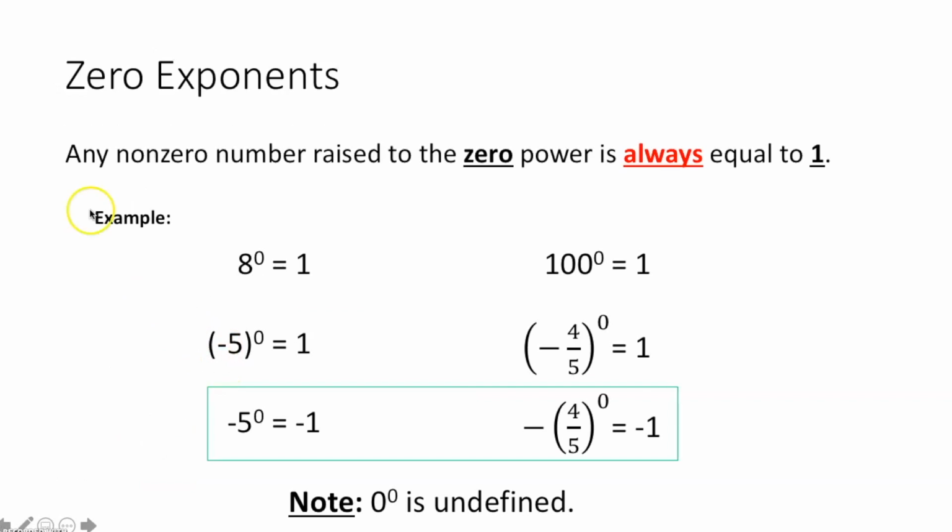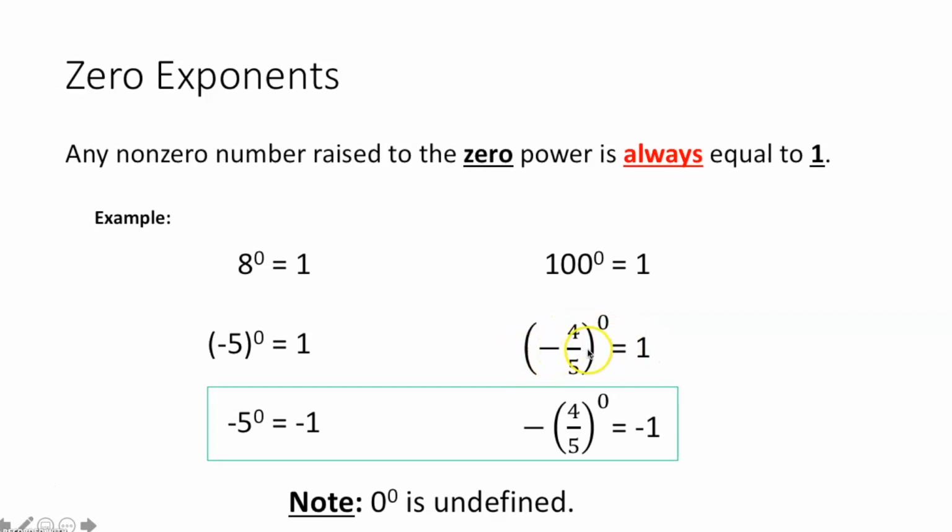Now, zero exponents. Any non-zero number raised to the zero power is always equal to 1. So here you can see we have 8 to the zero power is equal to 1, 100 to the zero power is equal to 1, negative 5 with parentheses around the negative 5 raised to the zero power equals 1, negative 4/5, again, parentheses around the negative 4/5 raised to the zero power is going to be equal to 1.